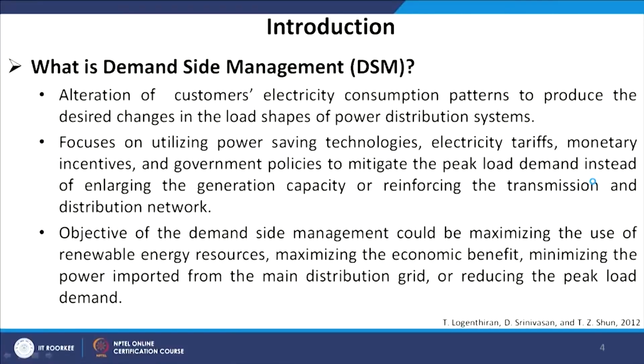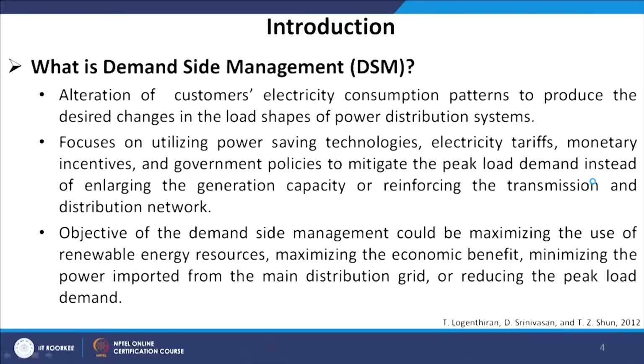The objective of demand side management could be maximizing the use of renewable energy sources, maximizing the economic benefits, minimizing the power imported from the main distribution grid, or reducing the peak load demand. The main objective of demand side management is to optimally utilize the renewable energy sources present in your distribution system and also maximize your economic benefit so that the peak demand can be reduced.